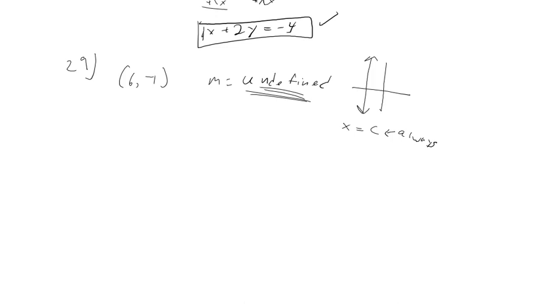Remember, my equation is always x equals something. Well, what is x supposed to equal? Looking at this point, this is my x. My equation has to go through this point, 6 comma negative 1. So if that's x, that's going to be my equation. X is 6. And that's the equation of your answer.